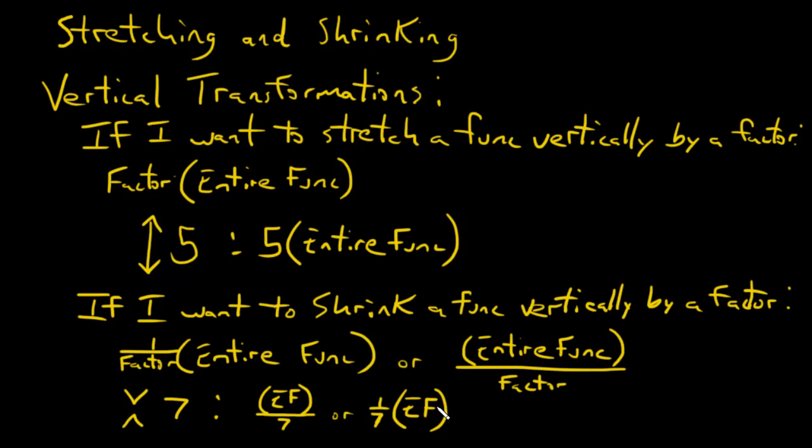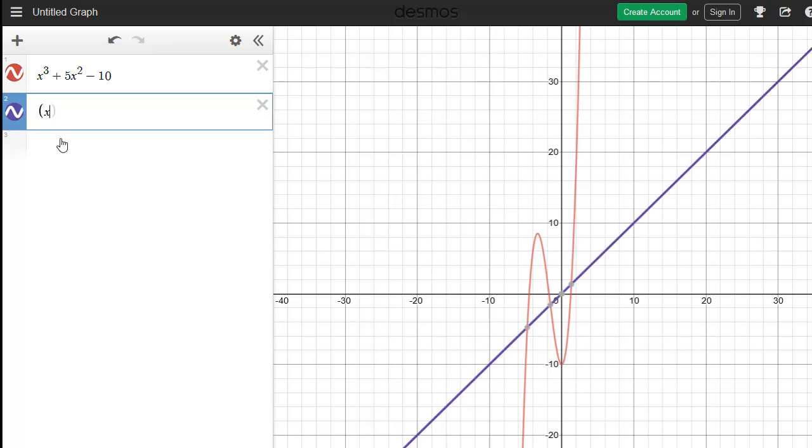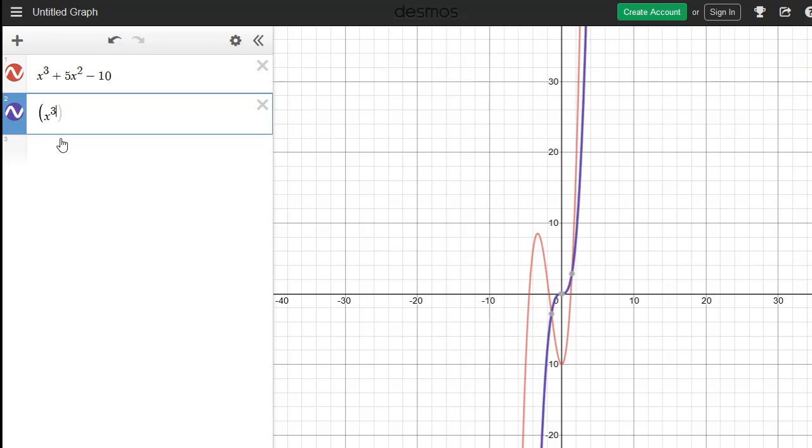Alrighty, so let's actually see what that looks like with Desmos, and then we'll worry about horizontal. So let's go to Desmos. Okay, so here we are at Desmos with that function we were using just a second ago. So let's say that we want to stretch it by a factor of 2. I want the peaks to be twice as big as they are right now vertically. So I put the entire function. I bet I've still got that copy and paste. Let's see. Boom, sure do.